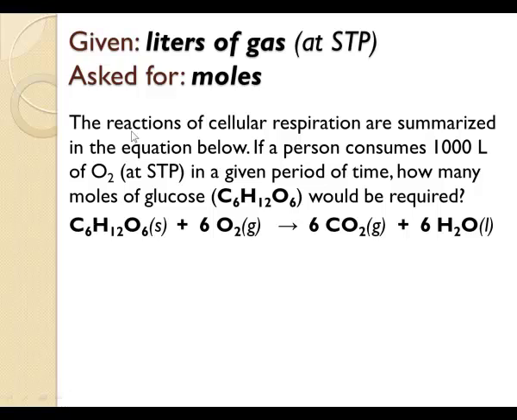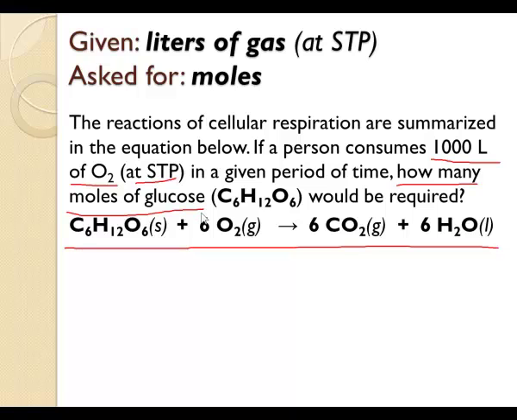The next one, the reactions of cell respiration are summarized by the balanced equation down here. And it says if a person consumes 1,000 liters of oxygen at STP, that volume measured at STP, so we know we've got an important bit of information there. If a person consumes 1,000 liters of oxygen, well, I'm not sure yet, but that certainly looks like the given amount of stuff because it's a simple measurement of matter. If a person consumes that much, how many moles of glucose? So how many moles of glucose?